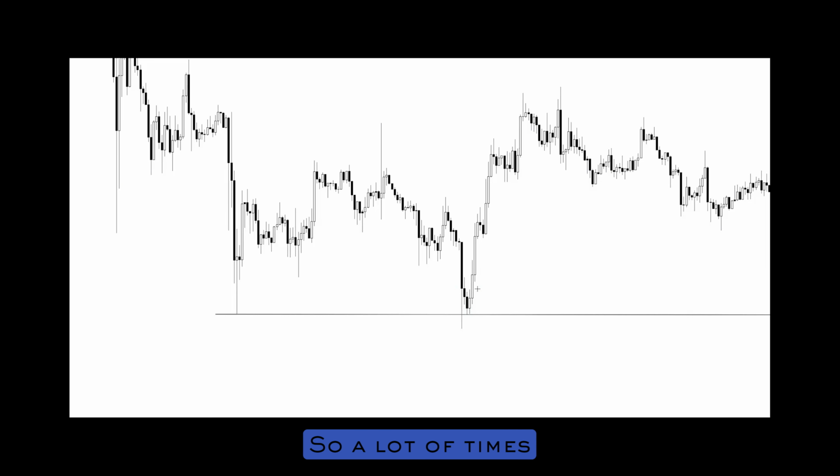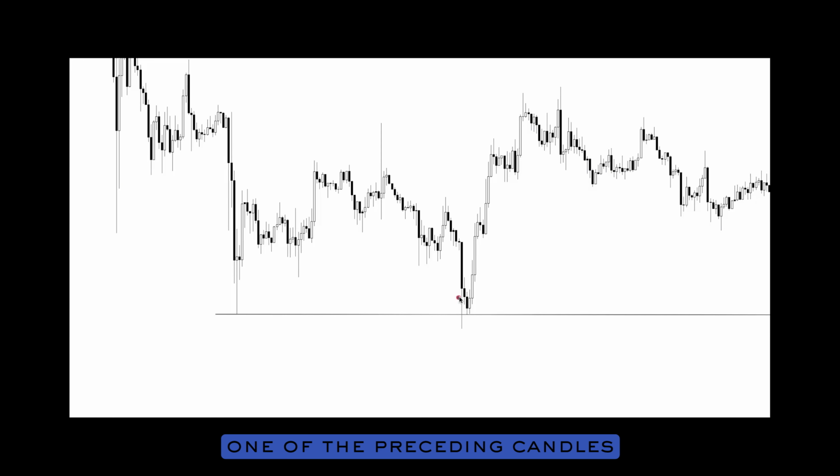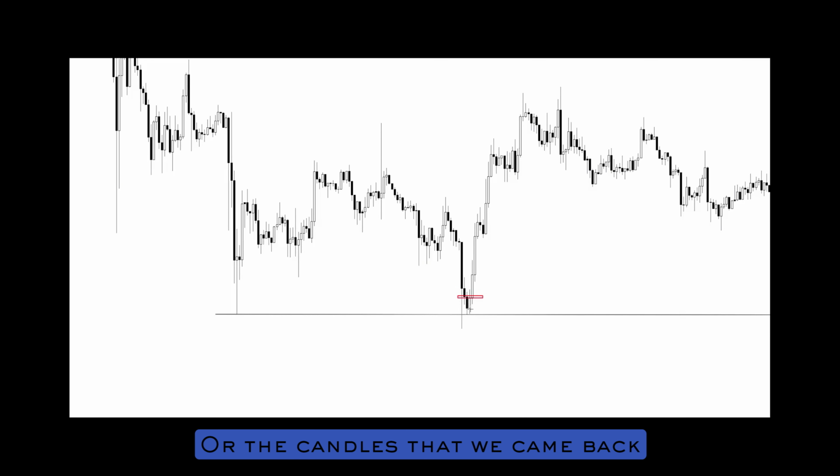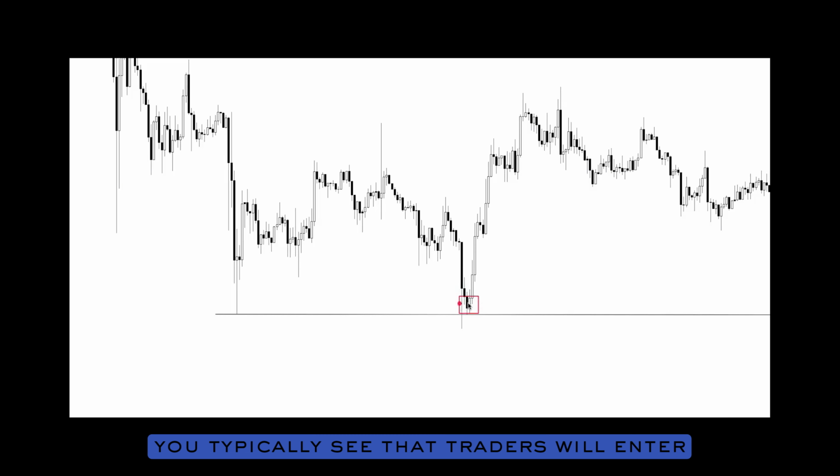So a lot of the times traders will use some type of trigger point. It'll be based on one of the preceding candles before the breakdown, or the candles that we came back up and closed above with. So just to draw this exactly, these two candles right here, you typically see that traders will enter on a confirmation of this and then place their stop right below.